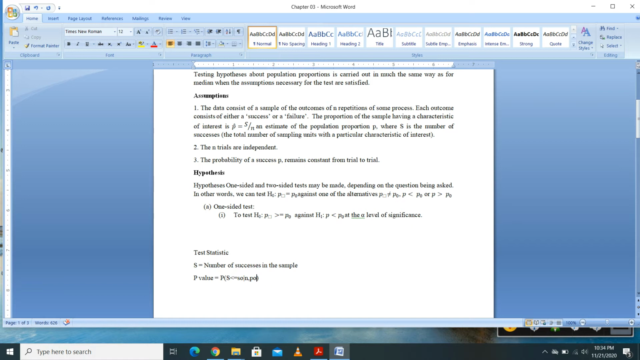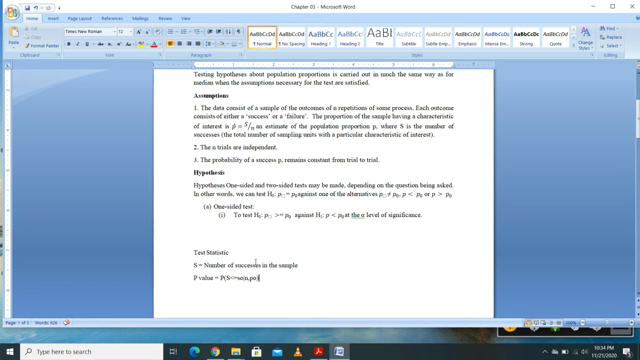At the beginning, in order to apply the binomial test, we need to check whether all the assumptions of the binomial distribution are satisfied. Because of that, our test statistic has a binomial distribution. Since it has a binomial distribution, to calculate the p-value, we use the binomial distribution. We observe the number of successes, that is our test statistic, and based on that we calculate the p-value.